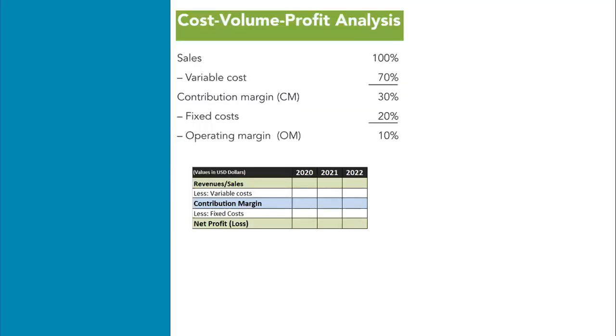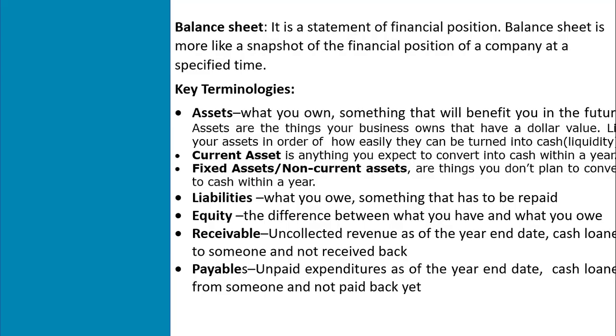Okay, and we say in simple terms, a simple income statement will be like sales less variable costs, and that will give you the contribution margin or the gross margin. And then when you add the fixed costs or operational costs, you'll get the operating margin. Okay, then as I went through the financial worksheet, I think I've explained what a balance sheet is.